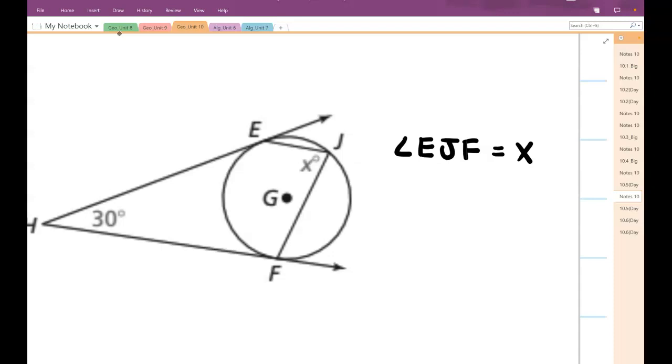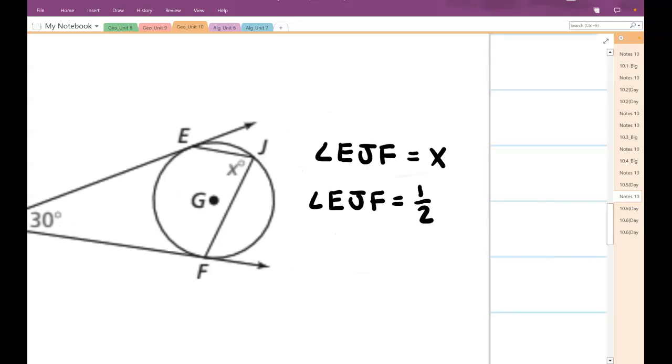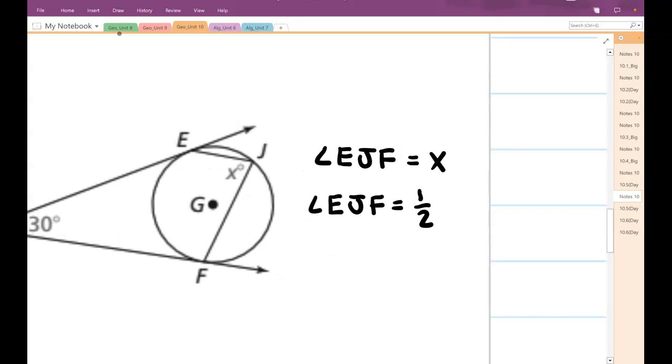And this x, since it's an inscribed angle, we know x is equal to half of the arc that it intercepts. So we're going back to old things. Inscribed angle, it intercepts arc EF. So you could say the measure of angle EJF is equal to 1/2 of the measure of arc EF.